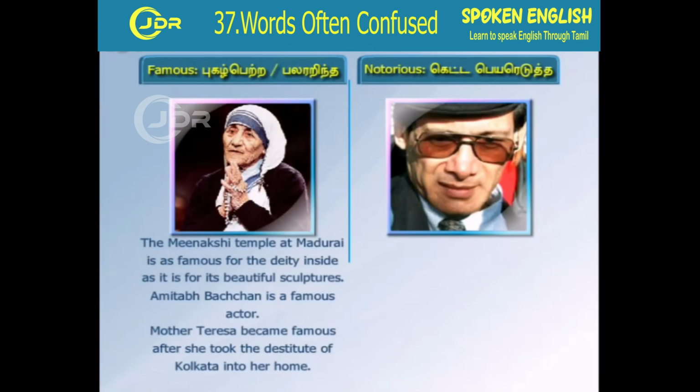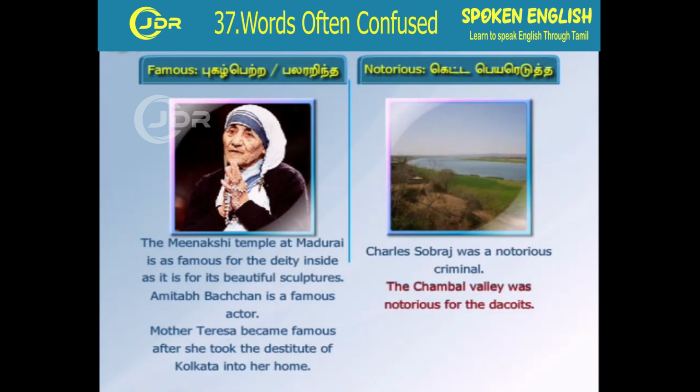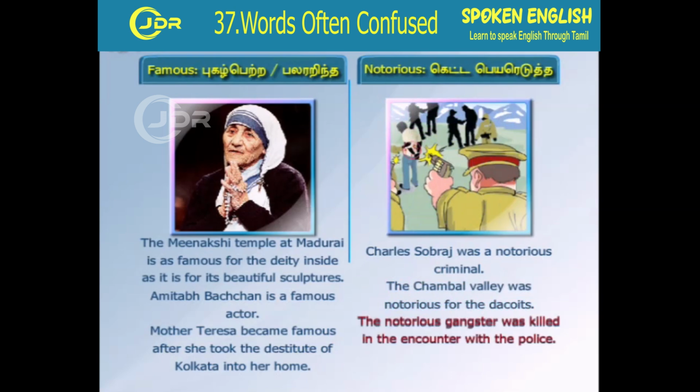Notorious, கெட்ட பெயரெடுத்த. Charles Sobraj was a notorious criminal. The Chambal Valley was notorious for the dacoits. The notorious gangster was killed in the encounter with the police.